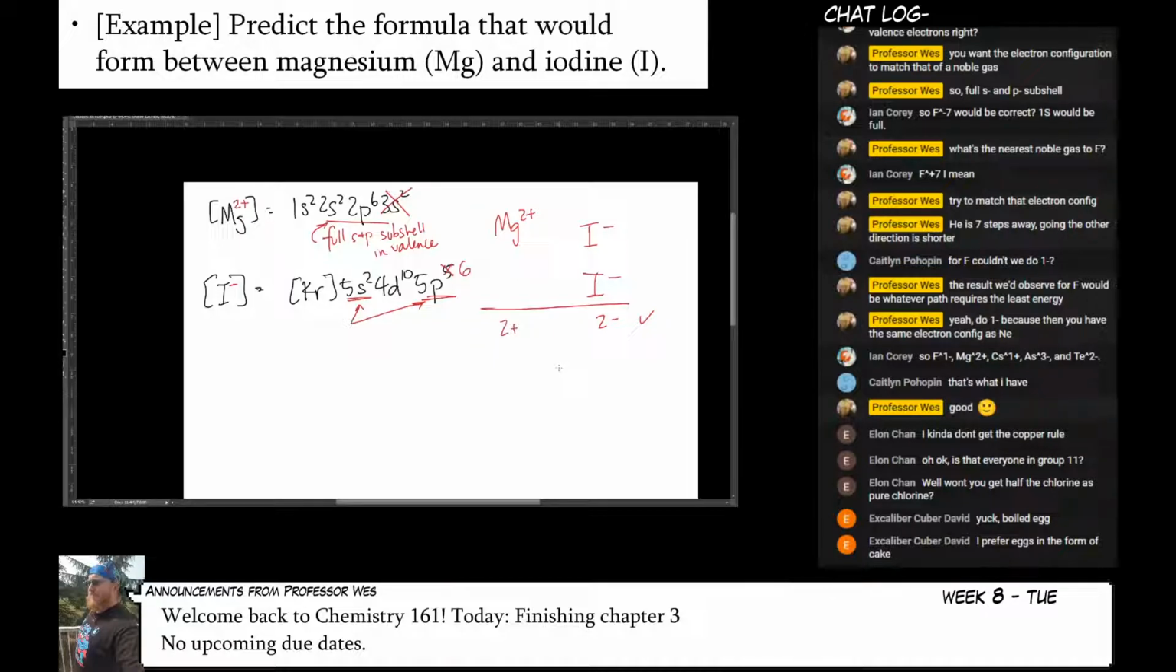The charge balances. The formula would be, well, I got 1 magnesium and I got 2 iodine. MgI2. And I put this 2 here because I have 2 of these. And this Mg is just this right here.